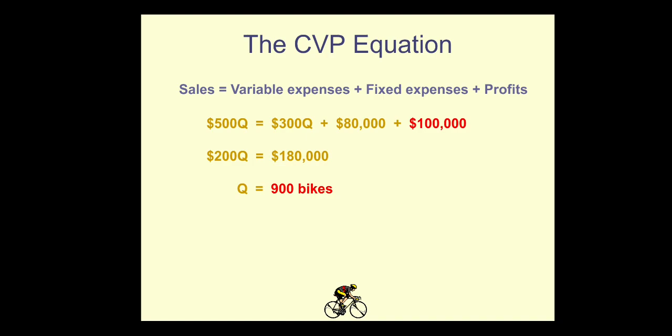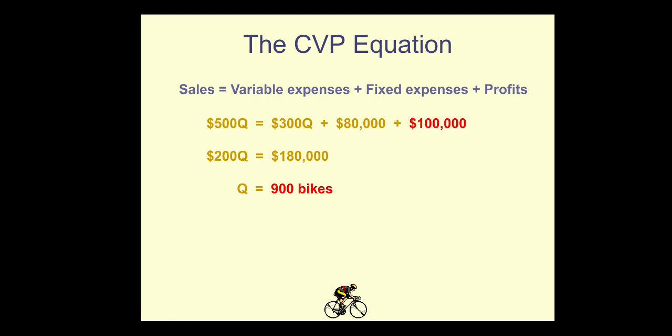So for this Win Bicycle Company, the sales equal $500 price per unit times quantity, and then equal to variable cost, which is $300 times quantity. Remember, revenue and variable cost will increase or decrease according to the quantity. So you put the Q there. Q is the thing that you want to find. Plus the fixed cost is $80,000 plus the target profit is $100,000.